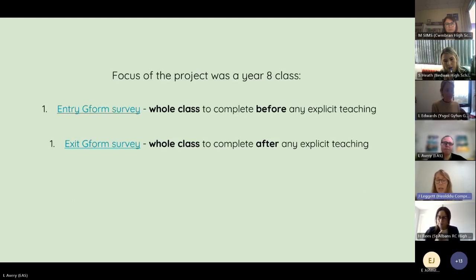So it was a year 8 class, and what I did initially was I had an entry G form survey, and that I gave to the whole class before I did anything. So I actually started this with one of my classes this year, did this yesterday, and they were a top set class, so they were all getting really anxious.